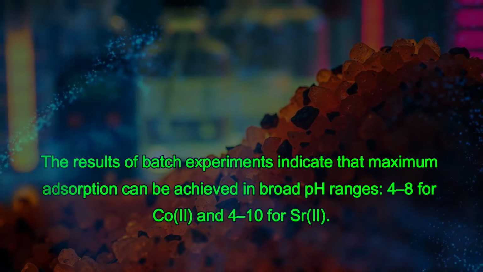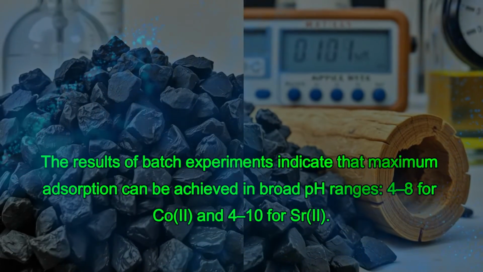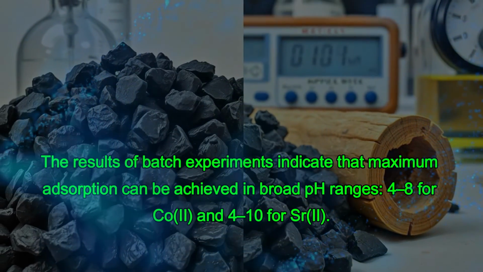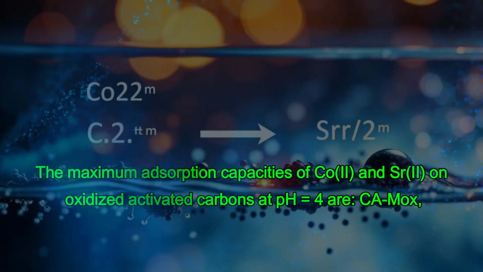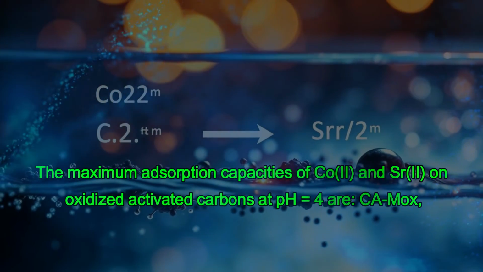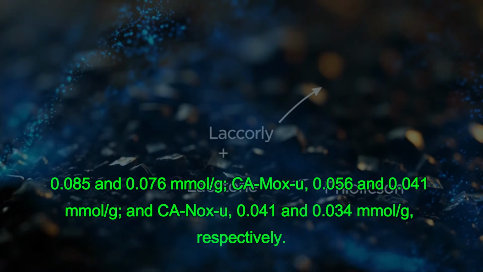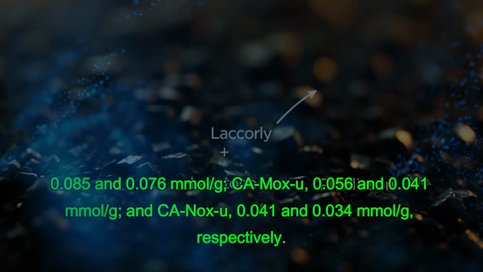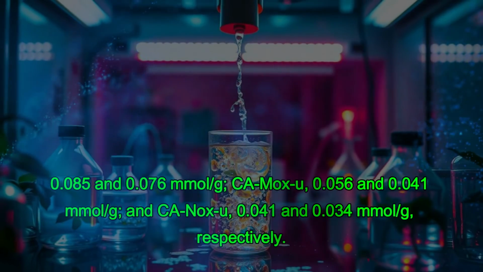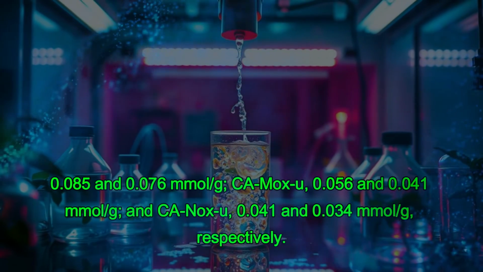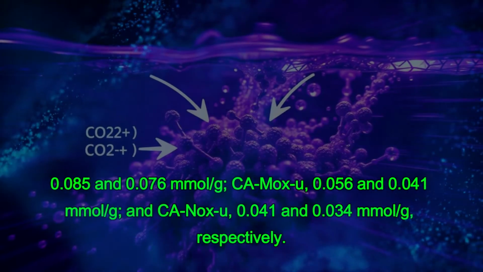The results of batch experiments indicate that maximum adsorption can be achieved in broad pH ranges, 4 to 8 for Co²⁺ and 4 to 10 for Sr²⁺. The maximum adsorption capacities of Co²⁺ and Sr²⁺ on oxidized activated carbons at pH equal to 4 are: CA-Mox, 0.085 and 0.076 mol/g, CA-Mox-u, 0.056 and 0.041 mol/g, and CA-Nox-u, 0.041 and 0.034 mol/g, respectively.